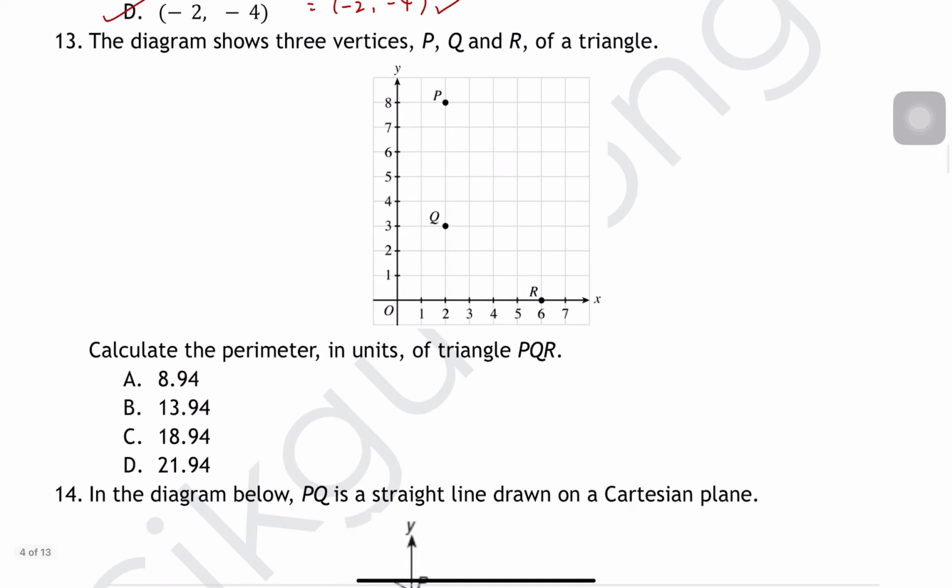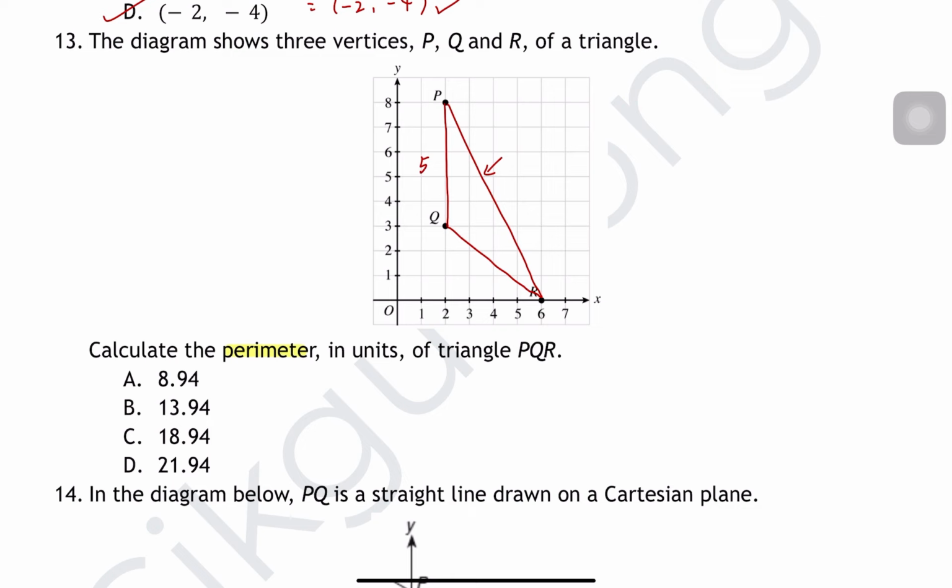Right? Then number 13, you are required to find the perimeter in units of the triangle PQR. So you can form a line here, P, Q and R. So this is your triangle, and you are looking for the perimeter. Perimeter means you are required to calculate the surrounding length, the three sides. P to Q, your line PQ is simple. This is 5 units because you can see there are actually 5 boxes.